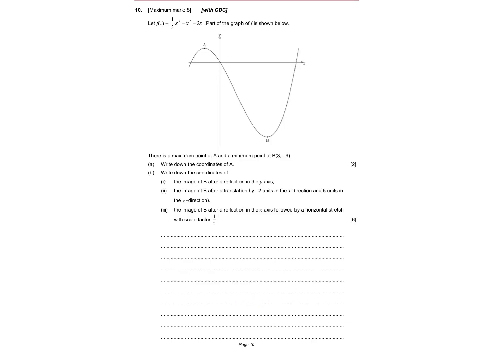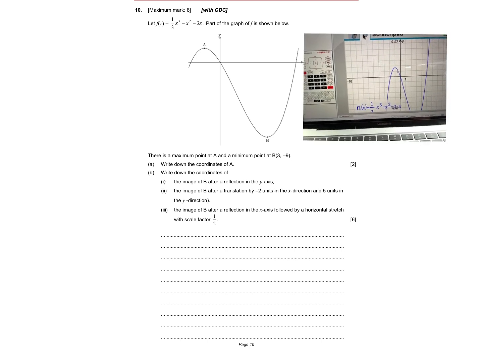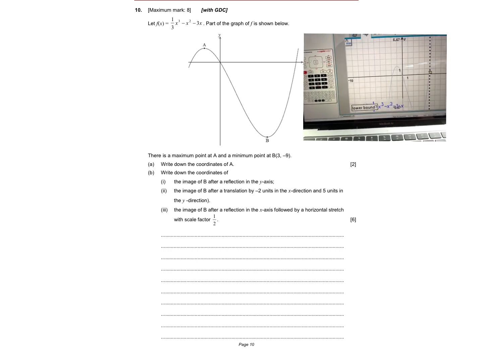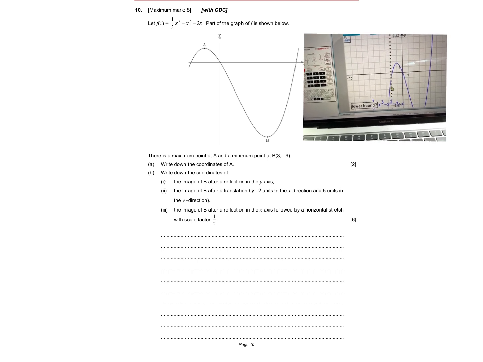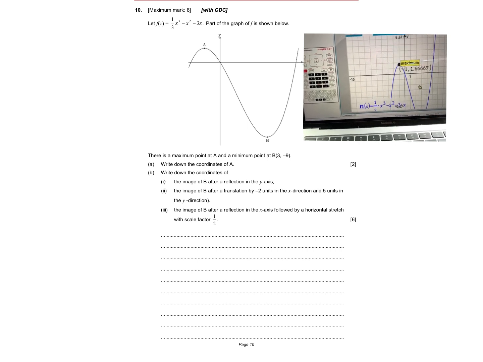All right, so for 10, we've got this cubic, the max point at A and the min point at 3, negative 9. Okay, so we need to go to the graphing calculator. If we want to find the maximum, we go to the menu, analyze graph, maximum. It says lower bound, so we need anywhere on the left side of the maximum, right there. I just click there. Upper bound, anywhere on the right side of the maximum. That point that you're looking for needs to show up. So that's the max.